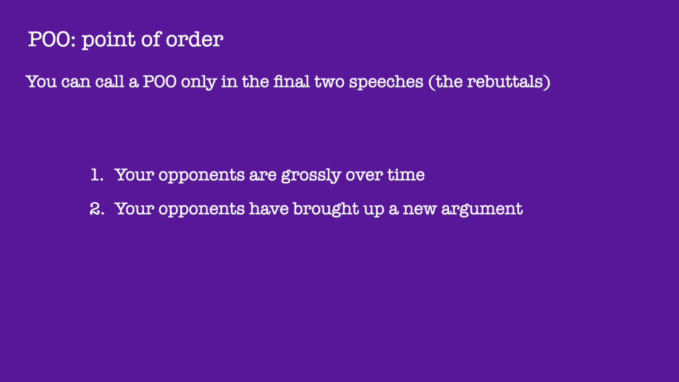The second reason is that your opponents have just brought up a new argument. So how do I ask a POO? Just say, I'd like to call a POO. The judge will stop time and then you can state what you think is new. The judge can either rule in the moment whether the point is new, or the judge can say, point taken under consideration, which means that they'll review it at the end of the round.